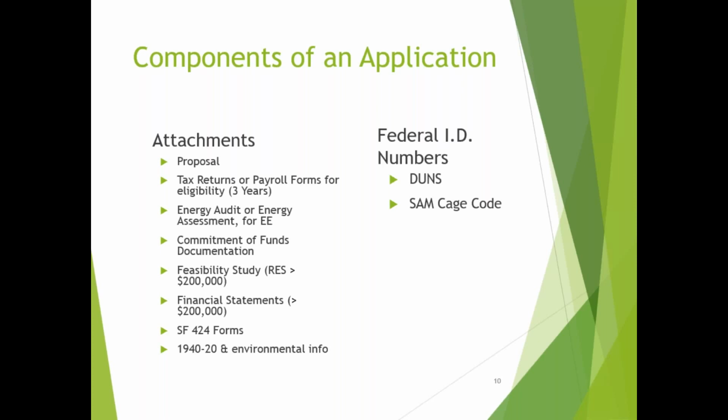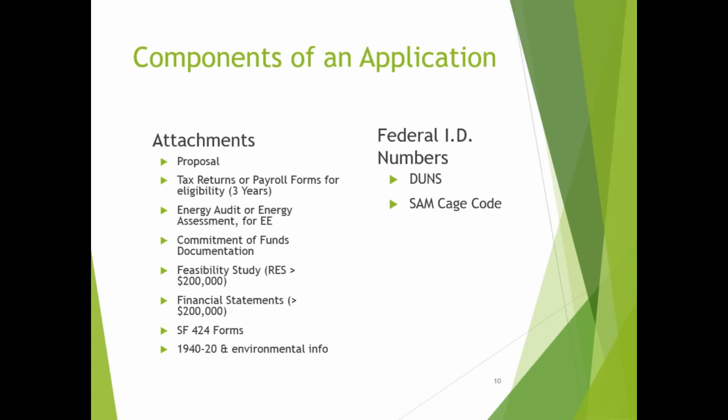And depending on the size of the project that you're doing, you will need a different series of forms sometimes. Like I was just mentioning, the higher the project cost, the more in-depth the forms are going to be that you're going to have to fill out. So in addition to all those attachments and the forms that you have to fill out, there are two federal ID numbers that a business has to have.